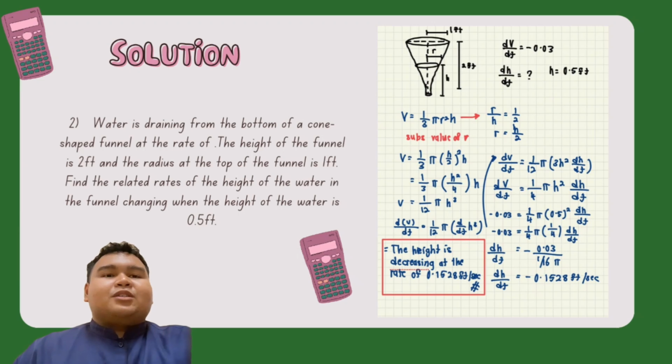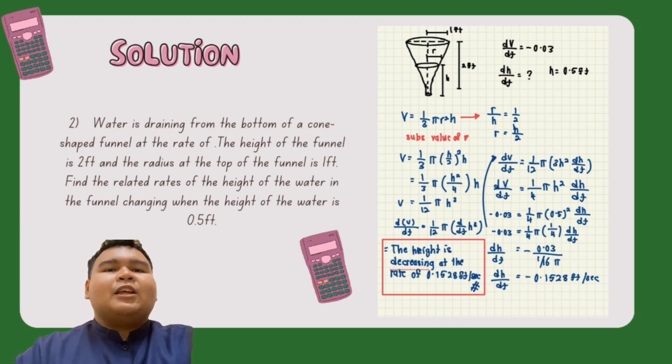Let's continue with the question to solution. Same as the previous questions, we have to identify the information given in the question first. From the question, we know that the value of dV over dt is equal to negative 0.03. The height of the water is 0.5 feet. The radius of the funnel is 1 foot and the height of the funnel is 2 feet.